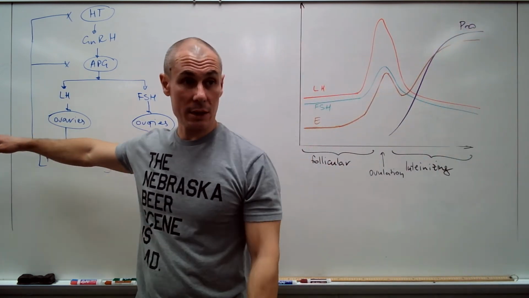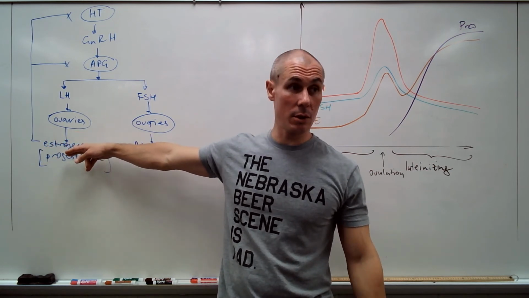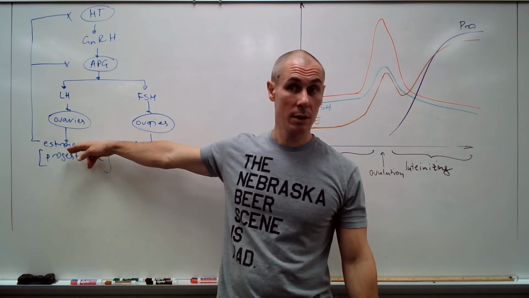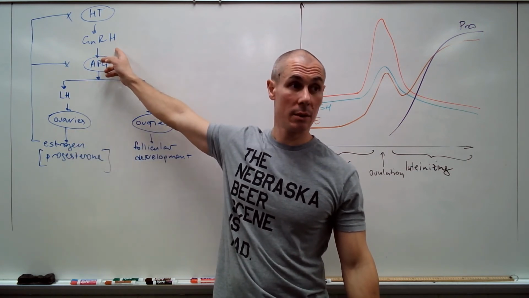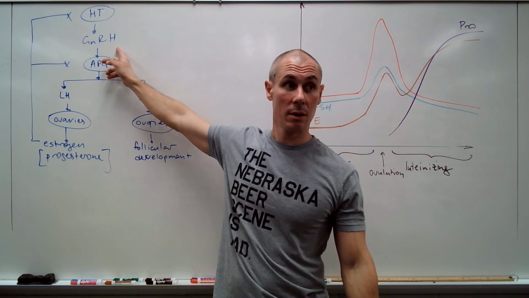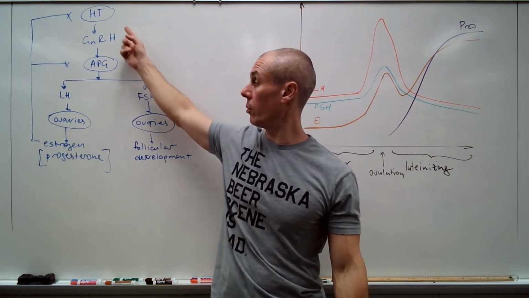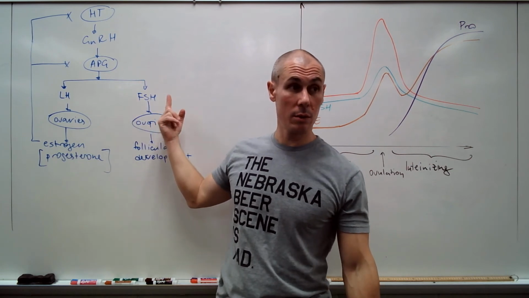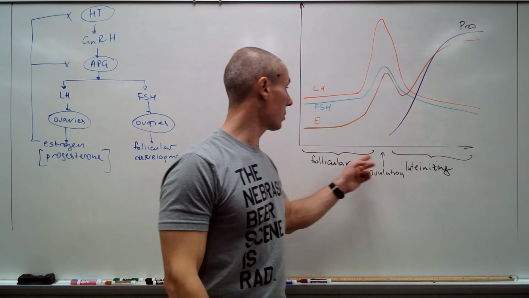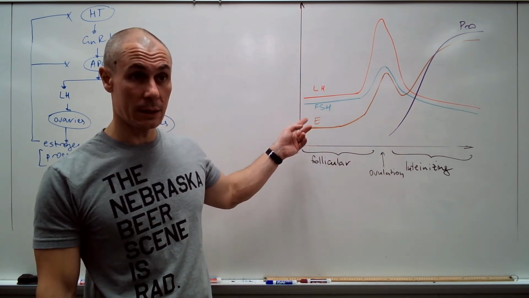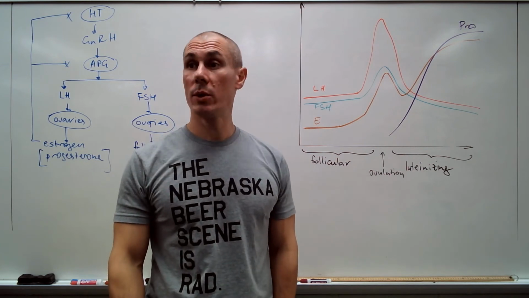Now, look at this. I'm going to use estrogen as an example. Check this out. As levels of estrogen decline, what happens to the levels of gonadotropin releasing hormone? Estrogen goes down, GnRH goes up. Gonadotropins go up. Cycle starts over. We go back to square one. Does that make sense?